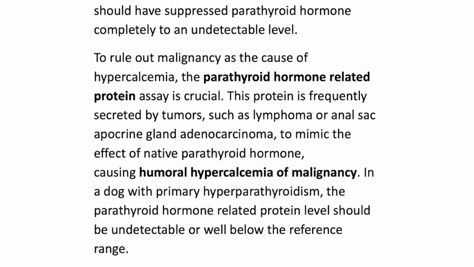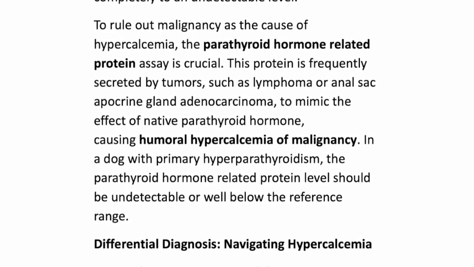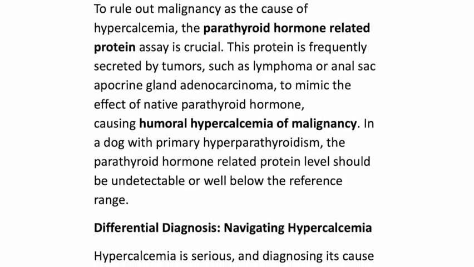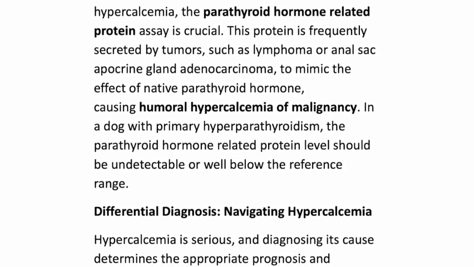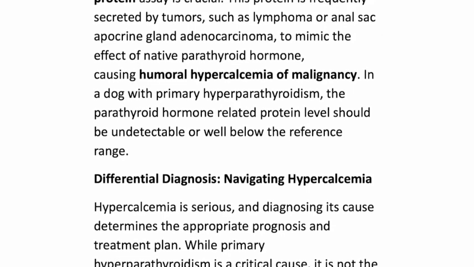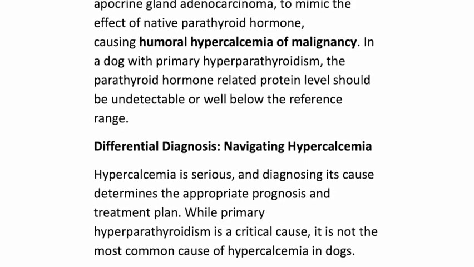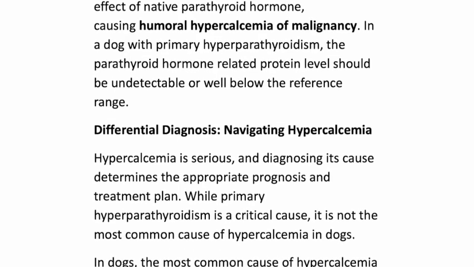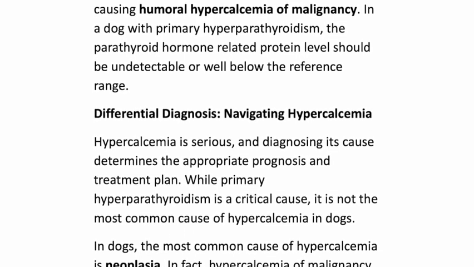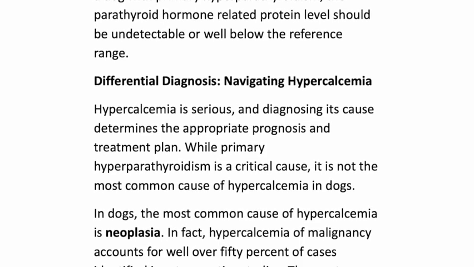To rule out malignancy as the cause of hypercalcemia, the parathyroid hormone-related protein assay is crucial. This protein is frequently secreted by tumors, such as lymphoma or anal sac apocrine gland adenocarcinoma, to mimic the effect of native parathyroid hormone, causing humoral hypercalcemia of malignancy. In a dog with primary hyperparathyroidism, the parathyroid hormone-related protein level should be undetectable or well below the reference range.